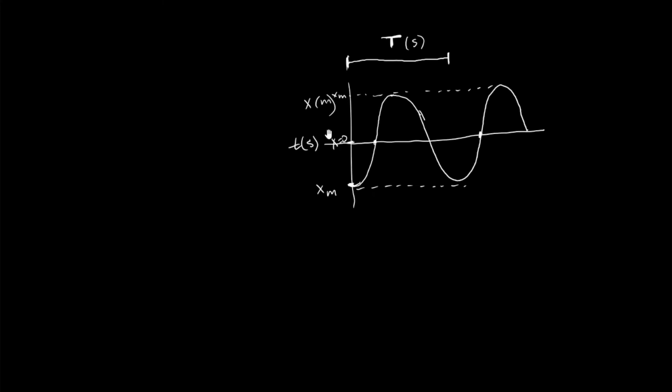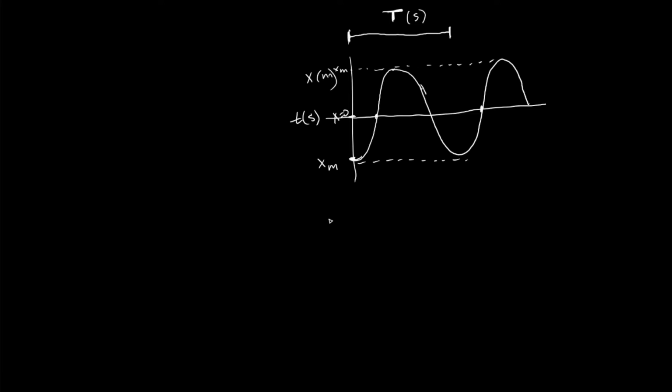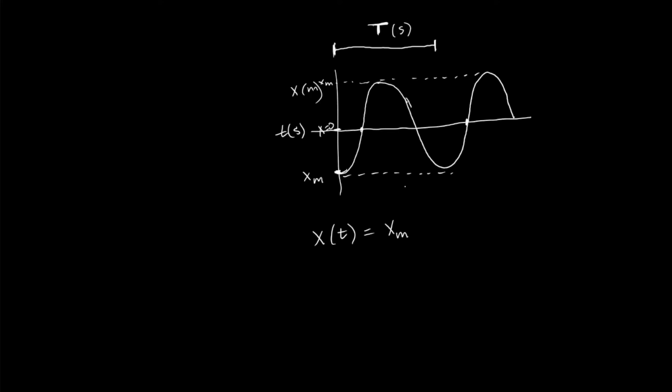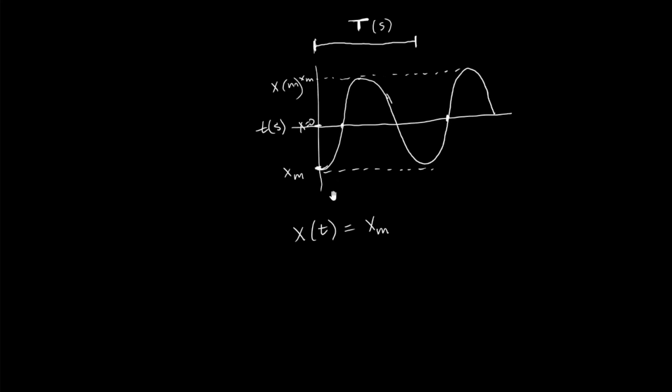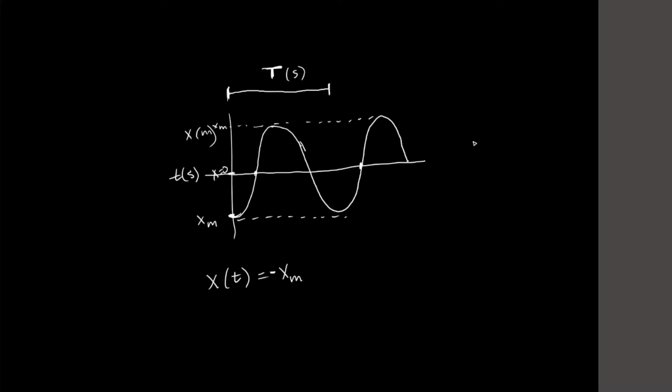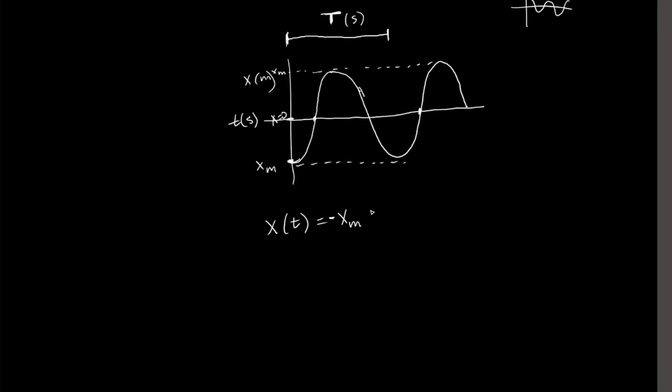Now we could write an equation for this. So x is a function of time. It has an amplitude, xm, and we're going to say it's a cosine wave since it starts at its amplitude. It's also going to be negative since it starts down here. Since a normal cosine wave would look like this. Cosine. And then it has some angular frequency, and it's a function of time.